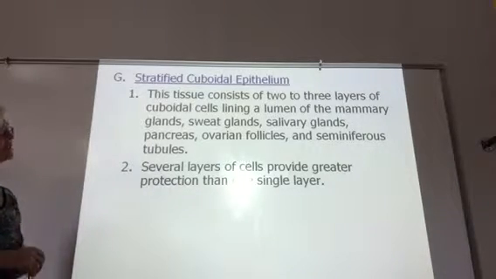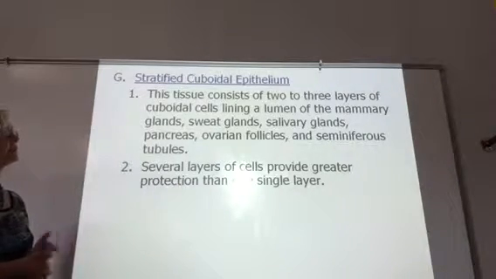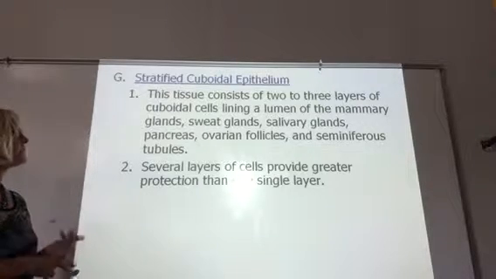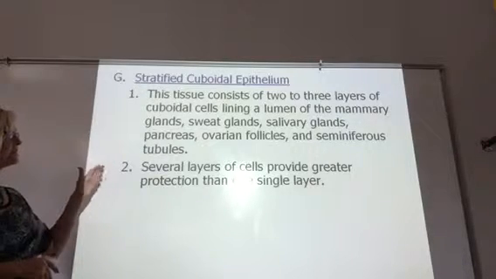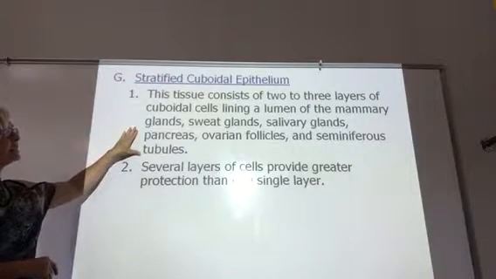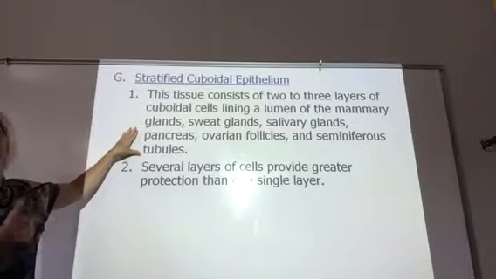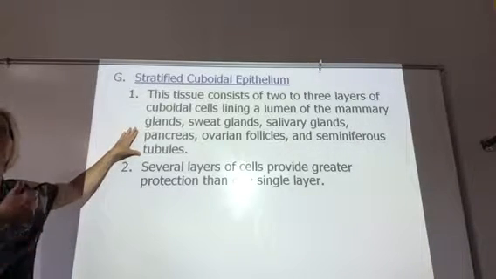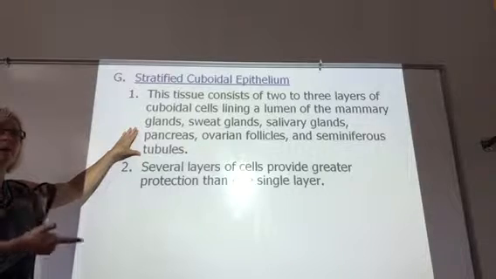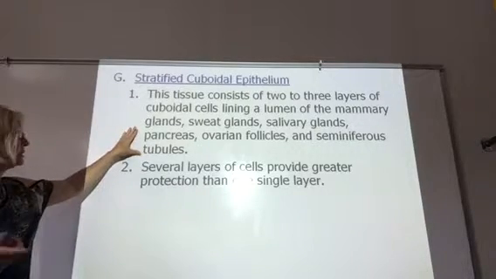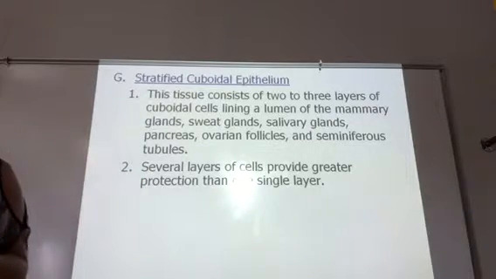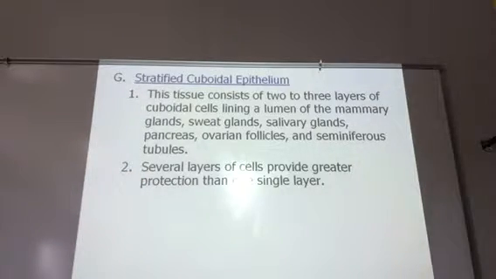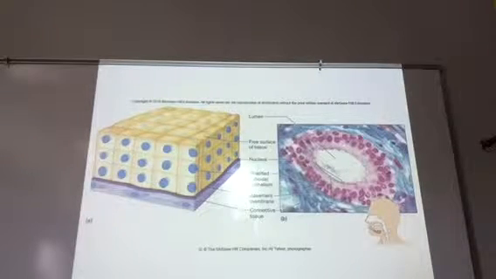Stratified cuboidal, so at least 2 or 3 layers of cube-shaped cells. Mammary glands, sweat glands, salivary glands, pancreas. A lot of these cuboidal cells are going to be in areas where something is secreted. So sweat glands secrete sweat. Mammary glands secrete milk. Several layers are going to provide more protection than if there was just one layer. And they function mostly with secretion.